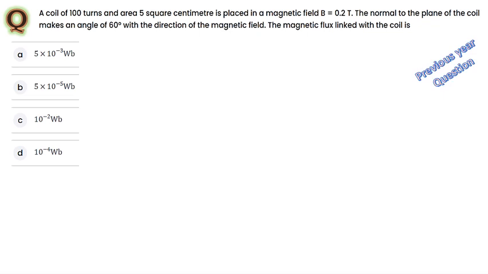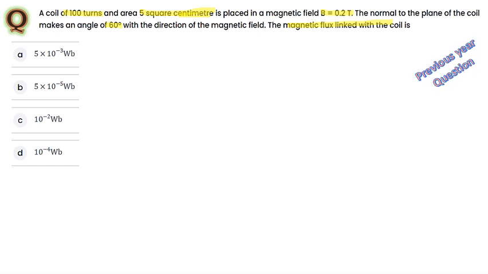The first problem here is a coil of 100 turns and area 5 square centimeter, placed in a magnetic field of 0.2 Tesla. The normal to the plane of the coil makes an angle theta with the direction of the magnetic field. Now, the magnetic flux linked with the coil is, so what they are asking here is the magnetic flux linked with the coil. Now see here, what data has been given?